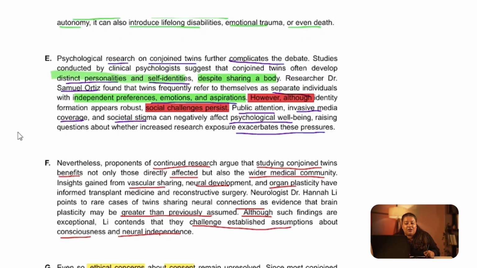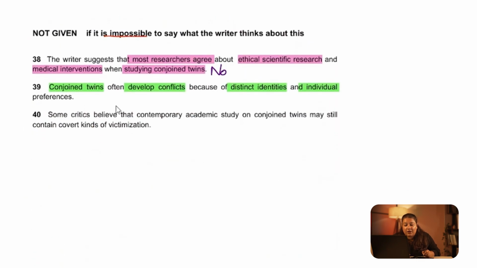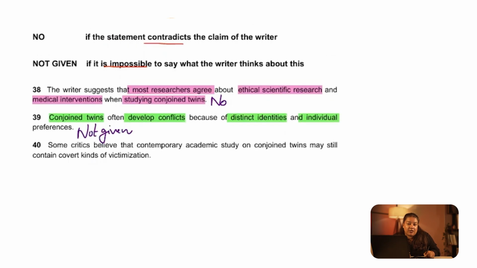So this is again partial information. We do have the information here regarding them having separate identities although they share a body, but it doesn't talk about them developing conflicts because of this nature. So this information is not there, whether there's conflict or not. So we will mark it as not given. Moving to the last question, question number 40.